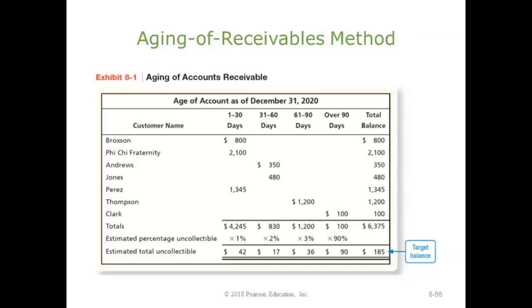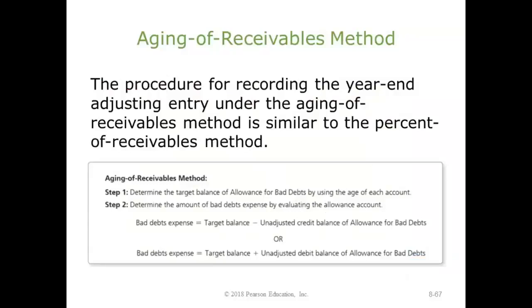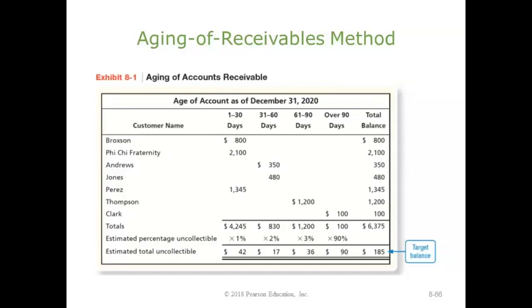Then we'll multiply the dollar amount in the aging category times the estimated uncollectible percentage, so we get an estimated dollar uncollectible amount. Then we'll add up the dollar amounts for the categories, and that's our total balance, the 185. That's our target balance, and that's what should be in the allowance for doubtful accounts at the end of the period, or when we run this aging. Okay? So with the aging of receivables method, we're going to target the balance in the allowance for bad debts. Again, that 185 that we figured is going to be my balance in the allowance for bad debts.